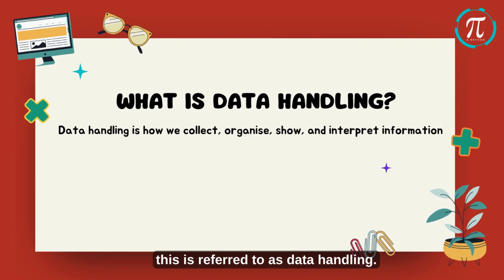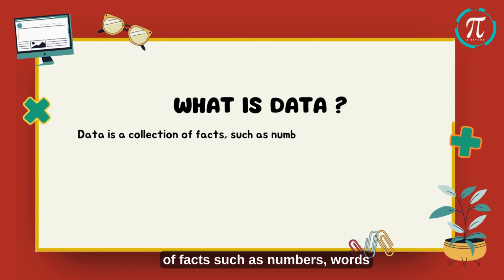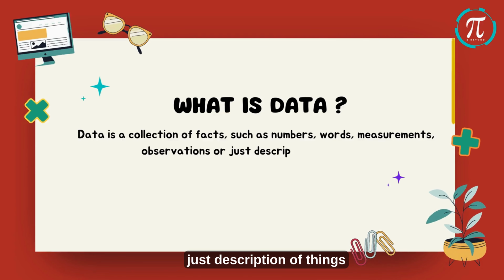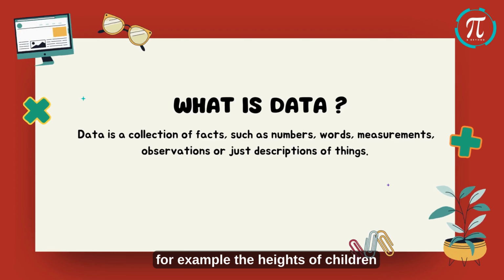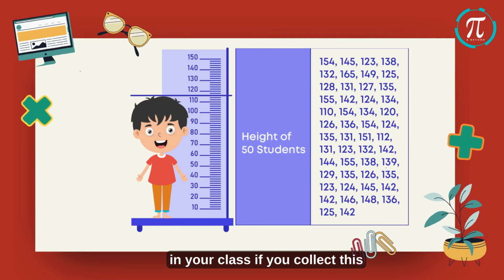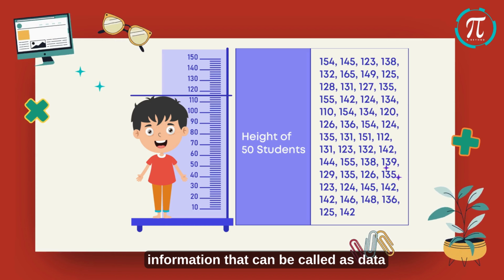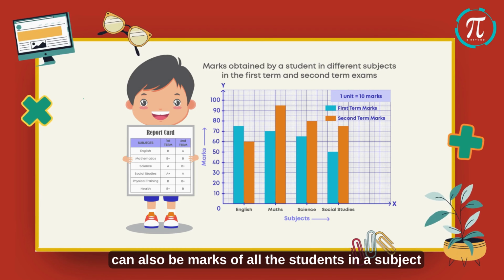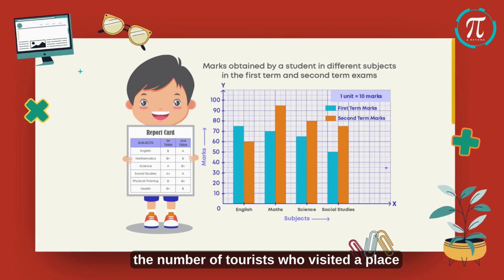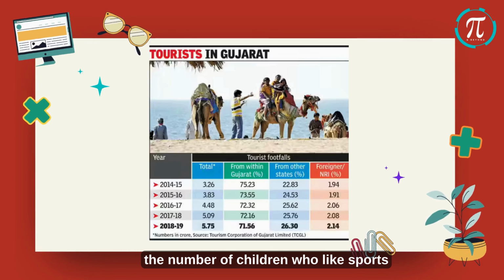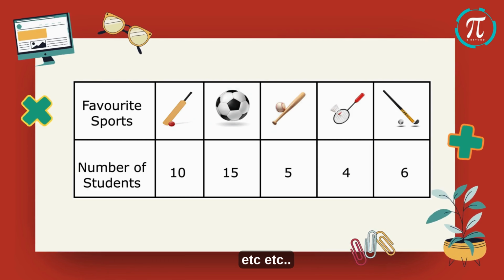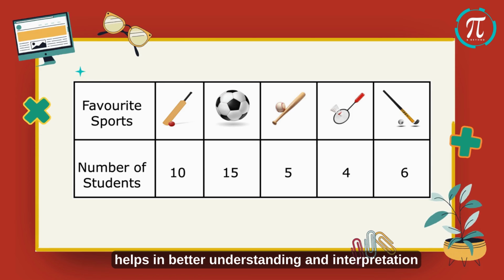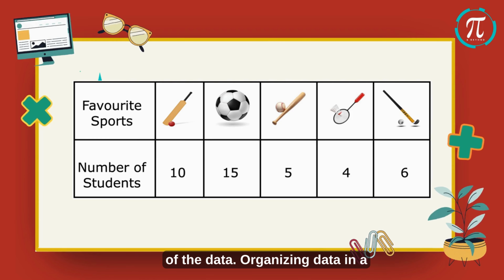Data is a collection of facts such as numbers, words, measurements, observations, or just description of things. For example, the heights of children in your class, if you collect information, that can be called as data. Data can also be marks of all the students in a subject, the number of tourists who visited a place, the number of children who like sports, etc. It is important to organize the data as it helps in better understanding and interpretation of the data.